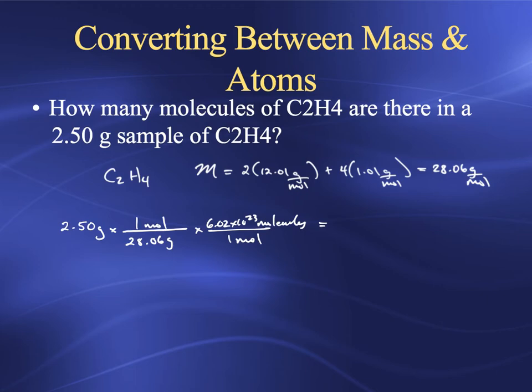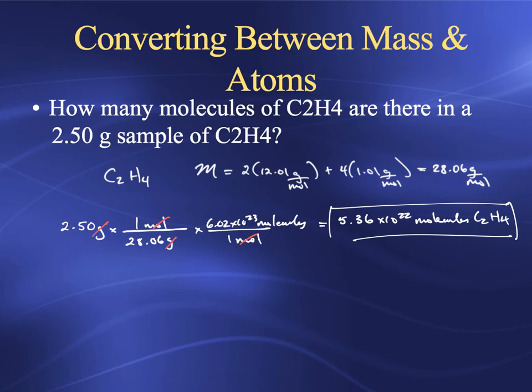And let's just double check to make sure all my units cancel. Grams cancels, moles cancels, left with number of molecules. That's what we're looking for. 2.50 divided by 28.06 times 6.02 times 10 to the 23rd. And that is 5.36 times 10 to the 22nd molecules of C2H4. Okay, that would be the answer to that problem.